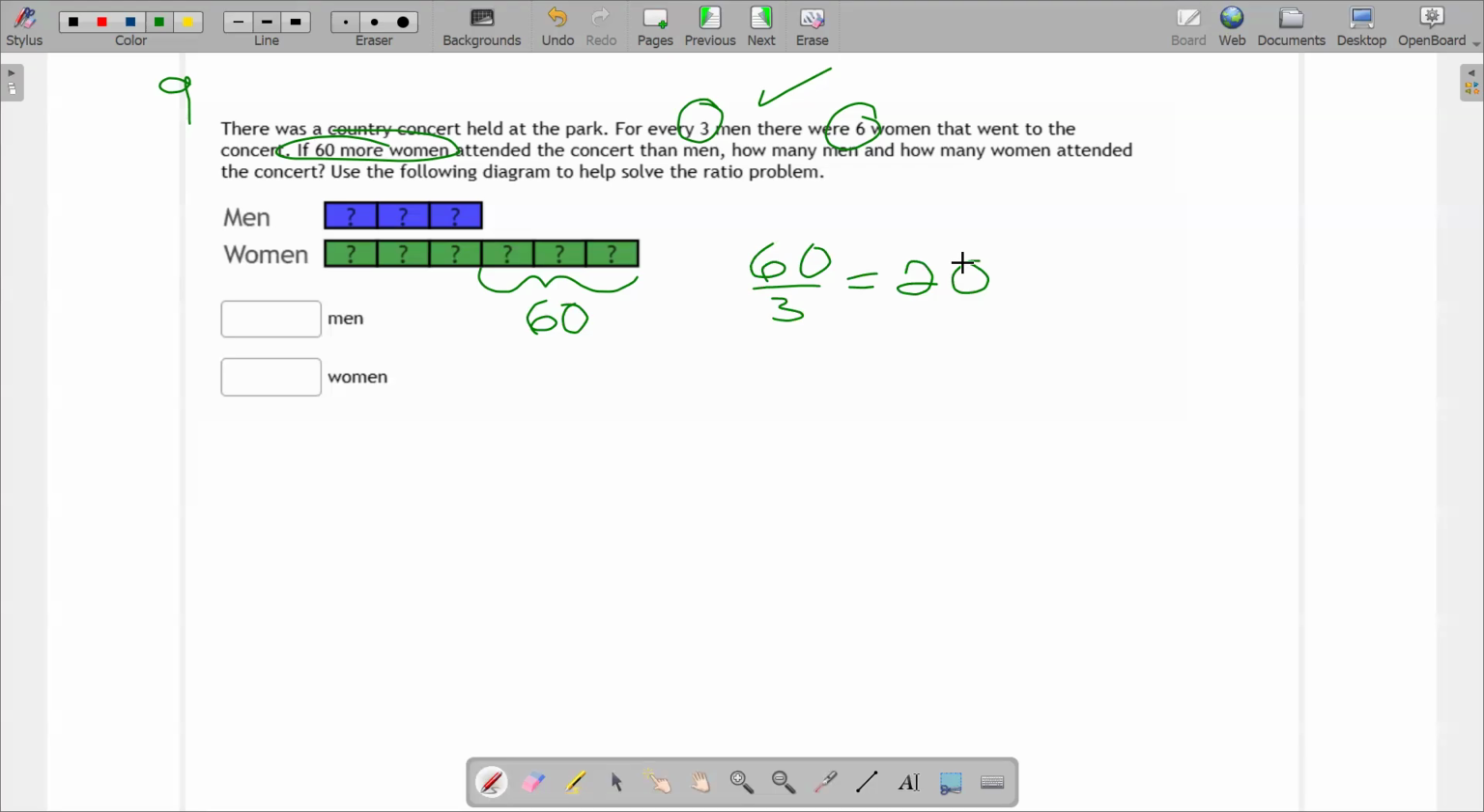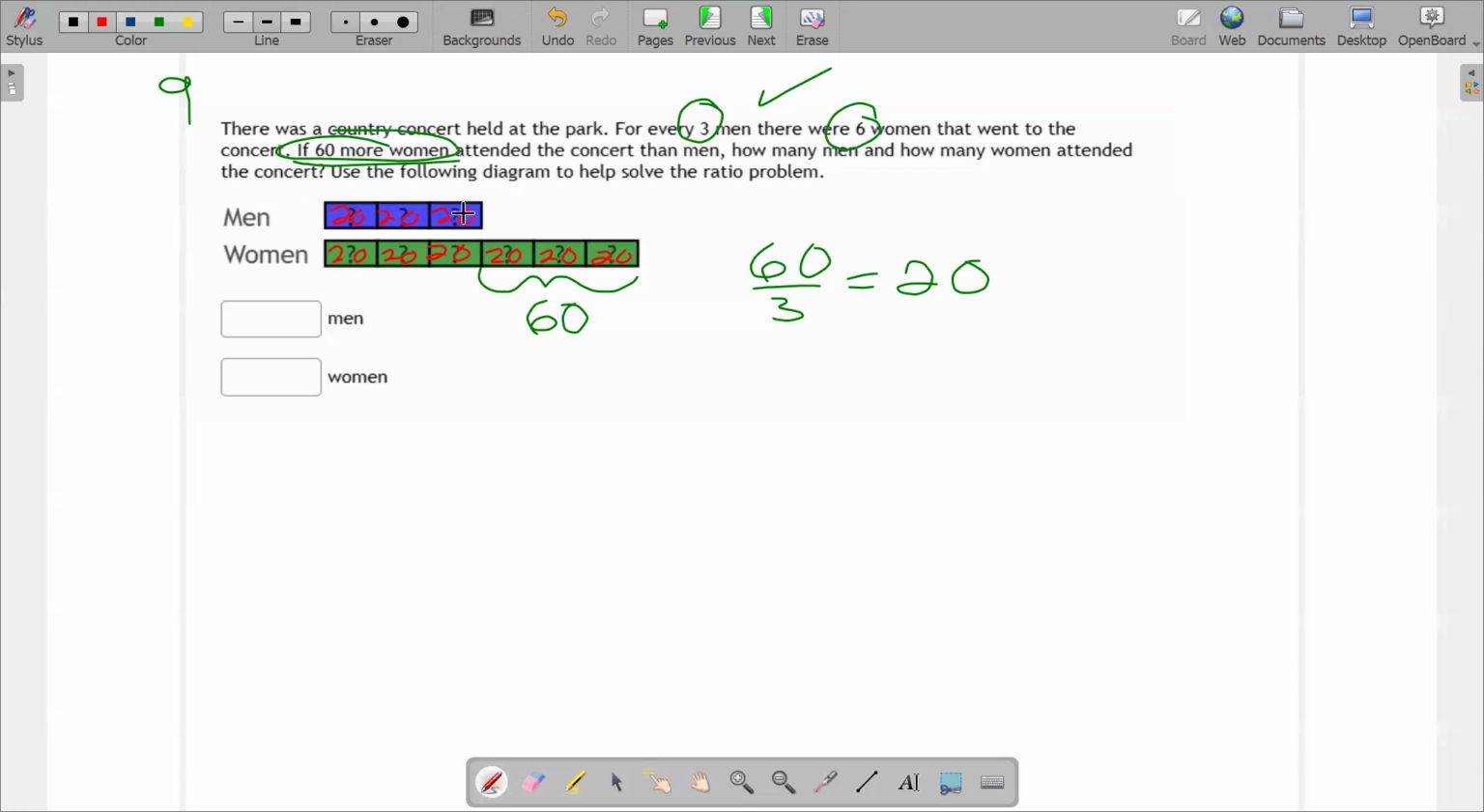Right, so by using the comparison about the 60 more women attended and the literal 3 extra boxes shown in the tape diagram, I know there's got to be 60 in those 3 boxes, or 20 in each box. And again, once I know the box size, I can just fill it in everywhere. So there must be 20 in all of these others too. And now I know how many men there are and how many women there are.